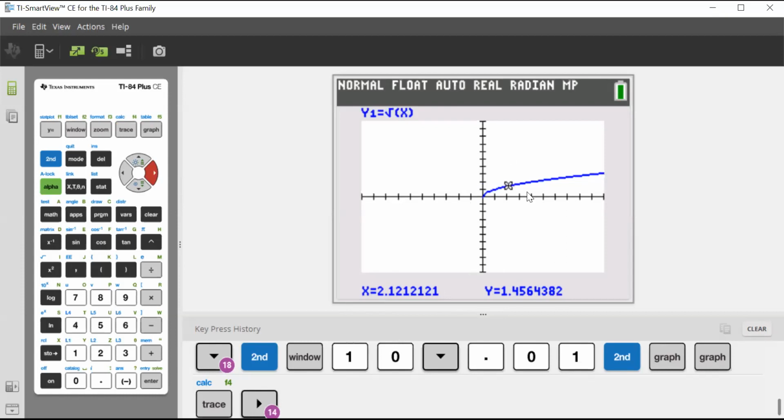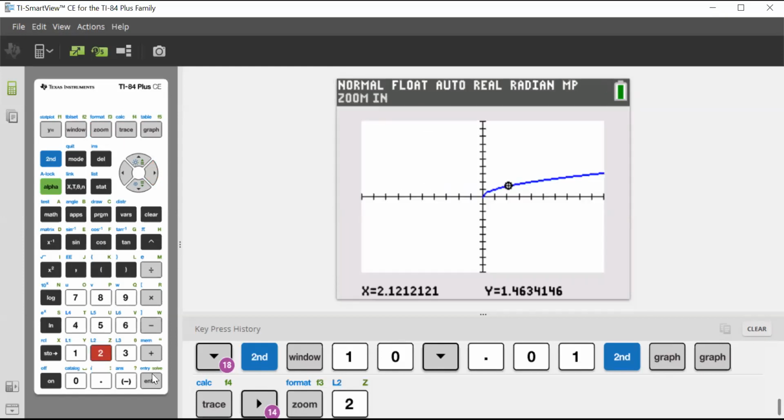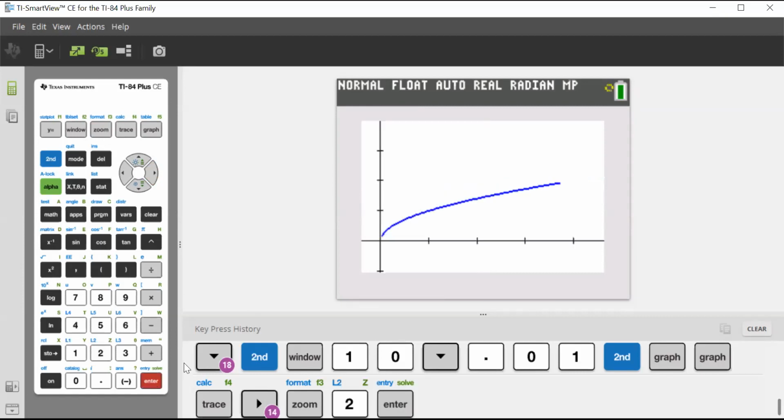Now sometimes it's really hard to see what's going on. So rather than stick in this window here, once we have our icon in a certain particular place, we can press the zoom button. And notice number 2 here says to zoom in, so we can press that, and then wherever we have our little clicker, if we press enter, it'll zoom in on that so we can see better what is going on. Okay, and that could be useful if we want to find the intersections of two functions.